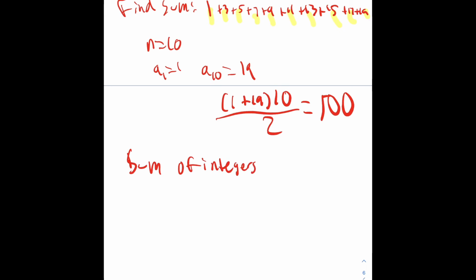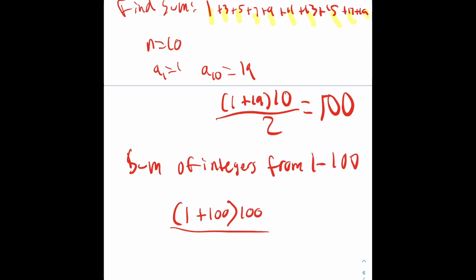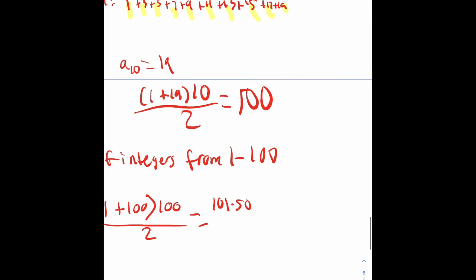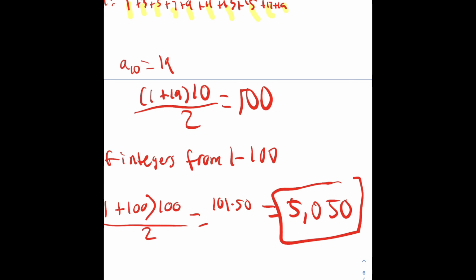If you had to find the sum of integers from 1 to 100, again, it would be very similar. This time your n is going to be 100. So your first term is going to be 1, your last term is going to be 100. And then you are going to, again, have 100 divided by 2. So 101 times 50 equals 5,050.